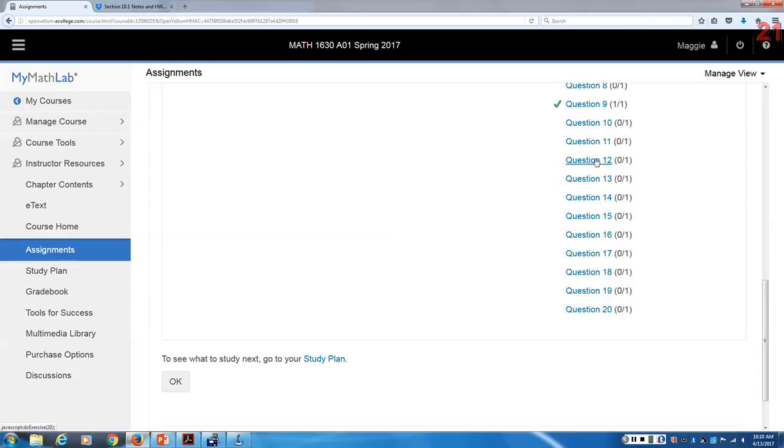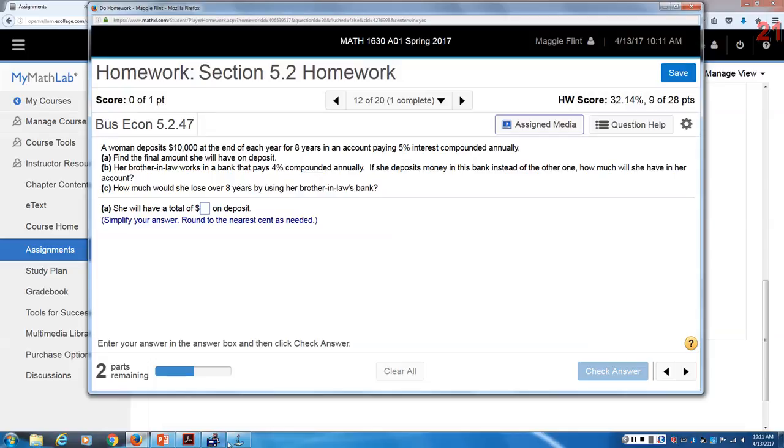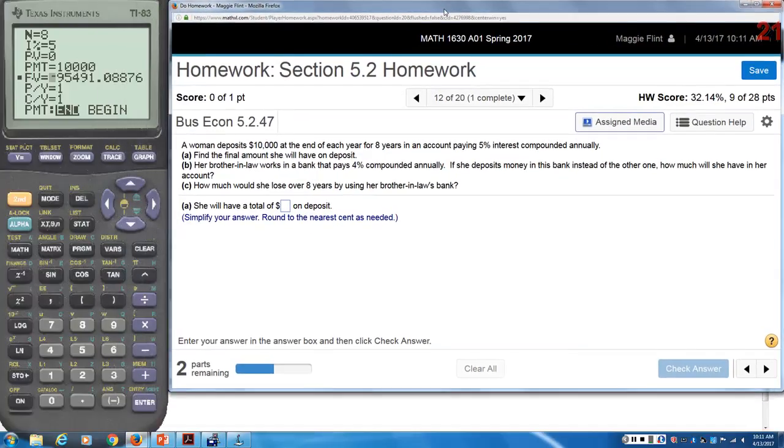So that was what, problem 12? What did you say you got for that? The one I did, $95,491.09. Is that not what you got? Let's try this one. She deposits $10,000 at the end of each year for 8 years, 5%. No, this is the same problem. Mine's a little different than yours. Okay, let me see what you put in and see what your problem says.